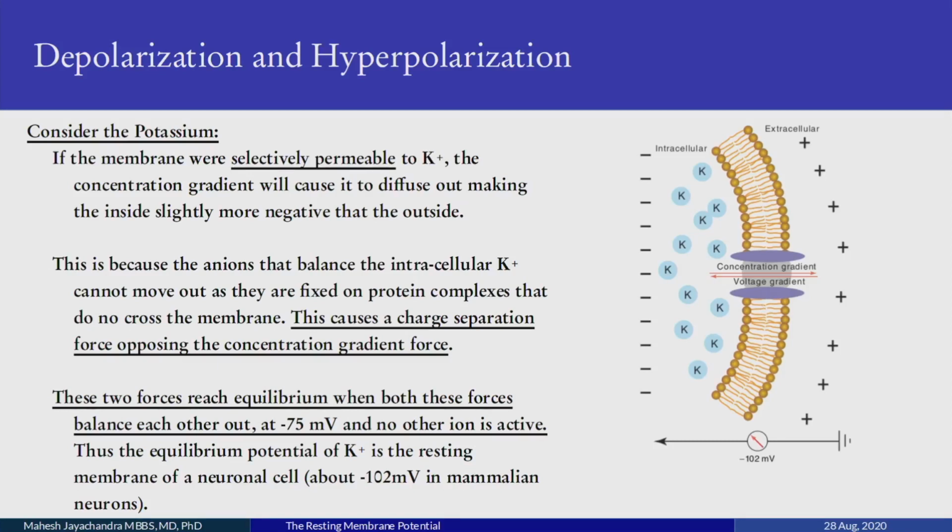When they reach equilibrium, approximately minus 75 millivolts, and there's no other ion active, that is the equilibrium potential of potassium. So that is the resting membrane potential. In a neuronal cell from the mammalian system, the resting membrane potential is about minus 100 millivolts. Okay.